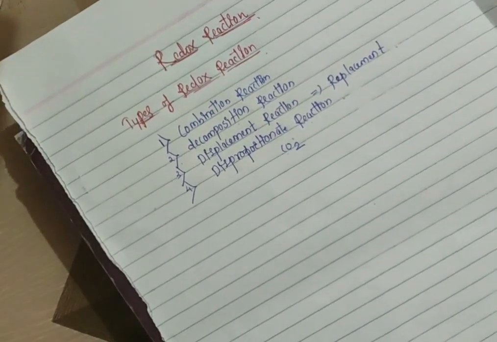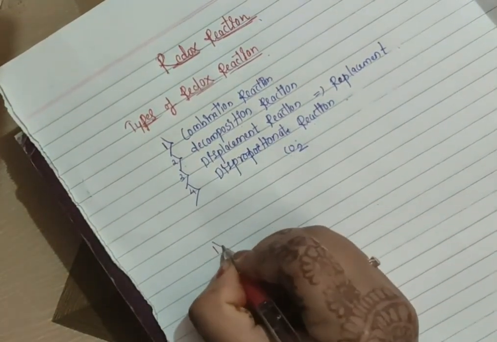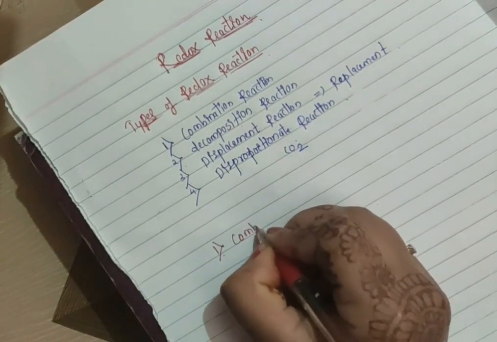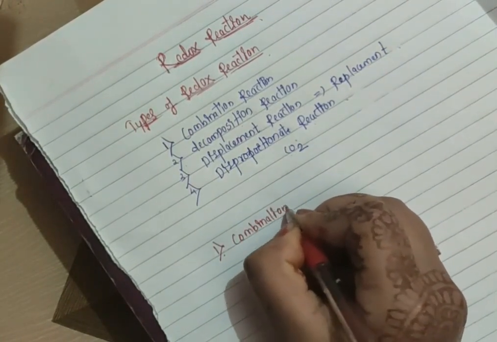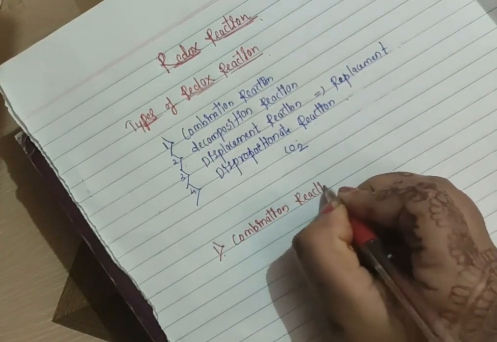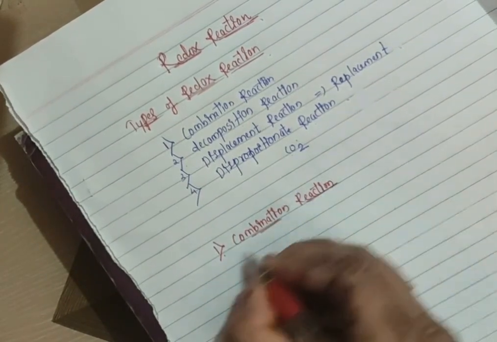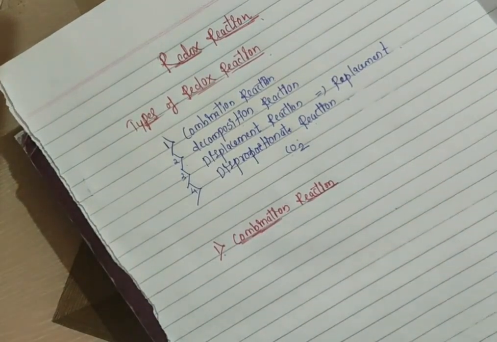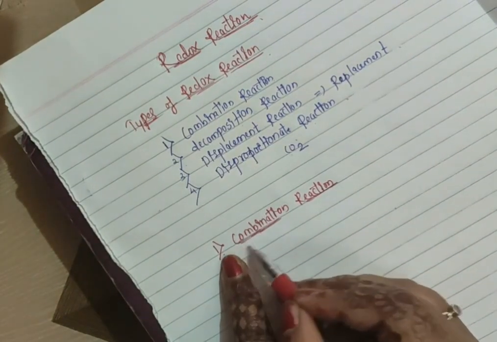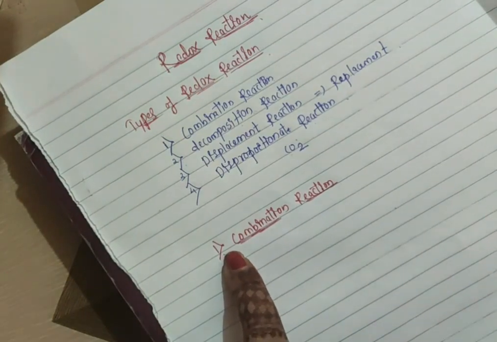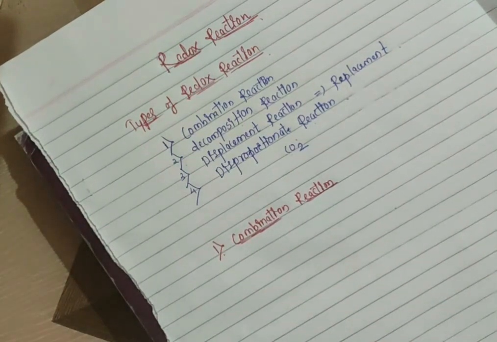First will be the combination reaction. Combination means I am combining something; combine means I am adding something here. Suppose I take atom A and atom B. If I combine A plus B, I get a product C.